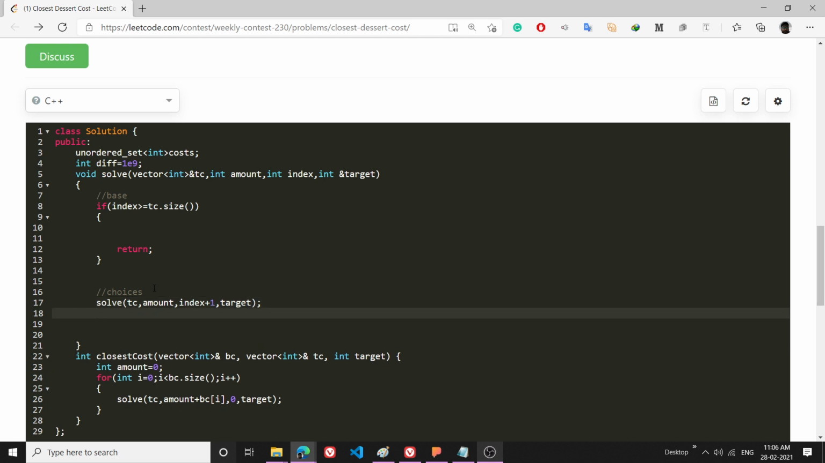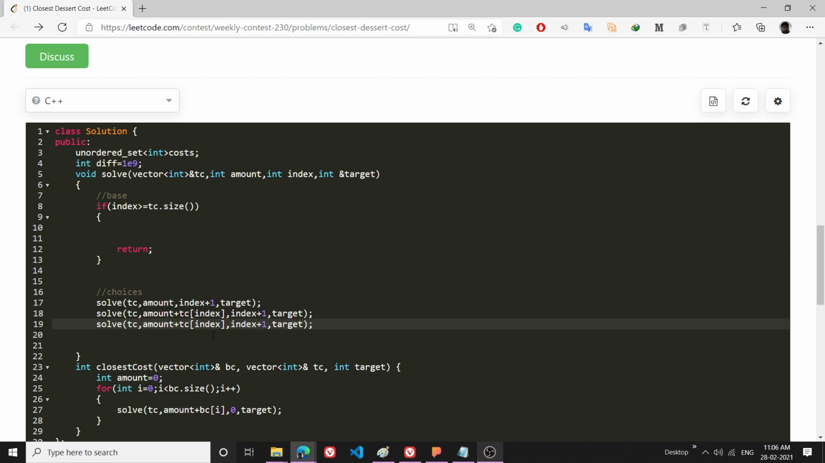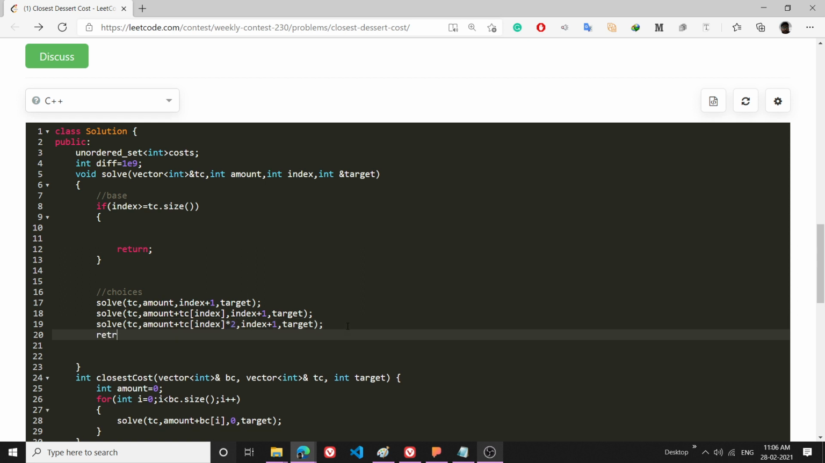Another choice is that I can buy one topping of that particular type. So my amount will increase by TC[index], the price of that topping. And my third choice can be the same with TC[index] into 2. These are all my possible choices, and then I will return.